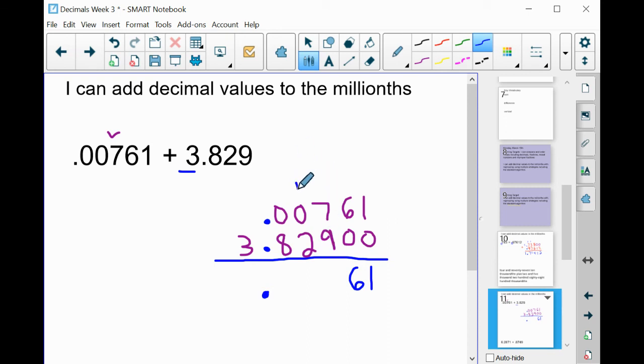9 plus 7 is 16, and 3, 8, and 3. Okay, lovely. We're also going to talk about estimation today, how you can estimate sums and differences.